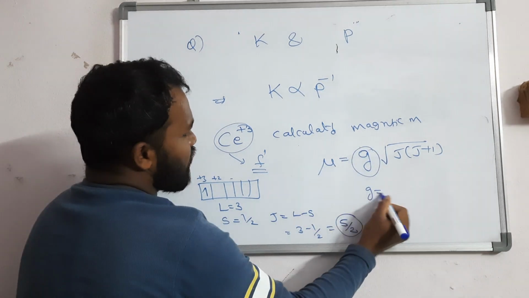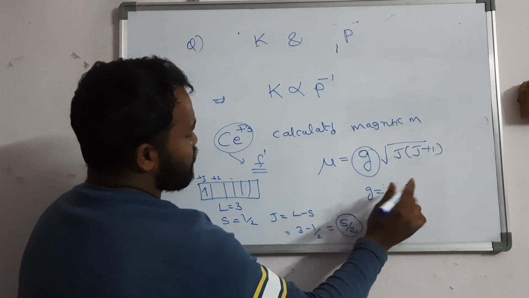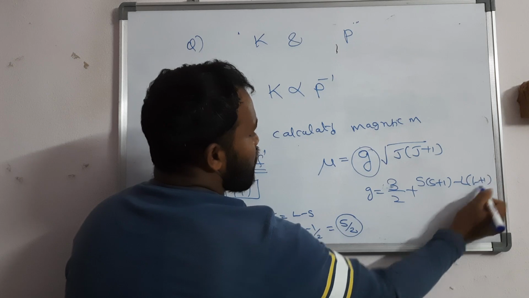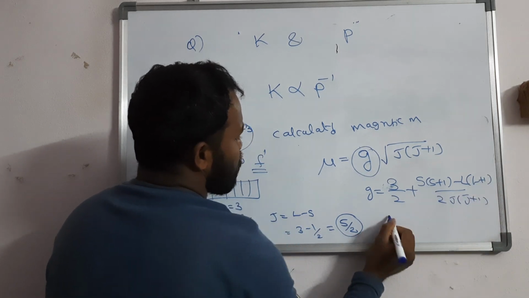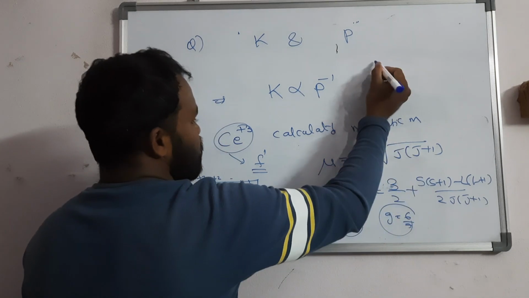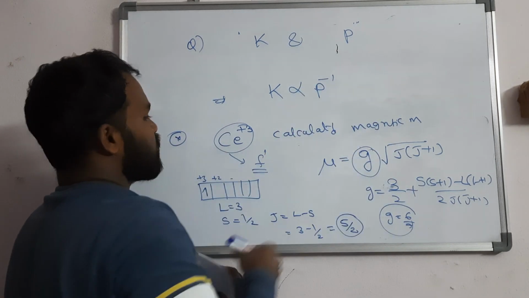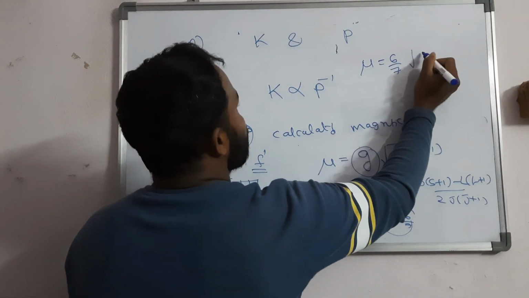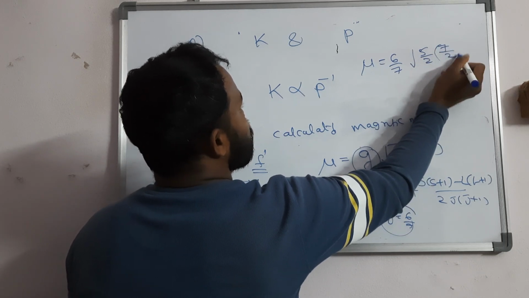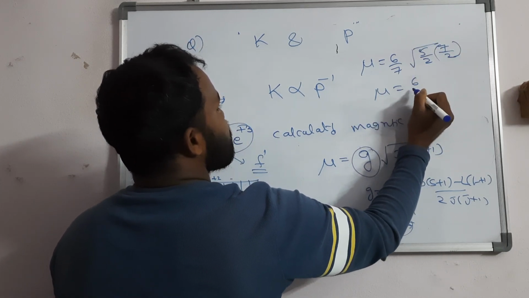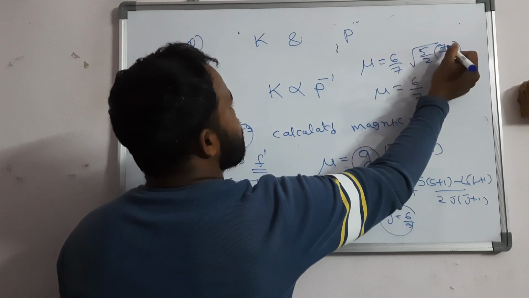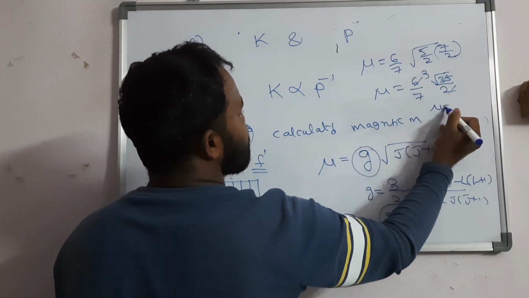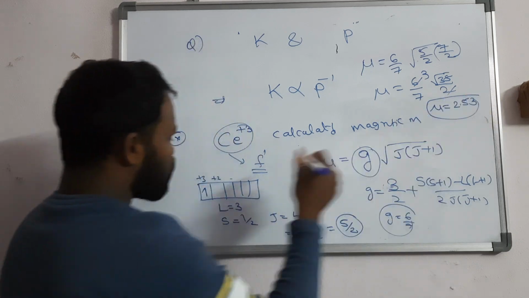So the g formula is 1 plus 3 by 2 plus [s into s plus 1 minus l into l plus 1] by 2j into j plus 1. After substituting the values, g is equal to 6 by 7. Then mu is equal to 6 by 7 into the square root of j into j plus 1. J is 5 by 2, right? 5 by 2 plus 1 is 7 by 2. So mu is equal to 6 by 7 into root 35 by 2, that is 5 times 7 is 35, and root 4 gives root 12. If you calculate this, 2.53 is the calculated moment for cerium plus 3.